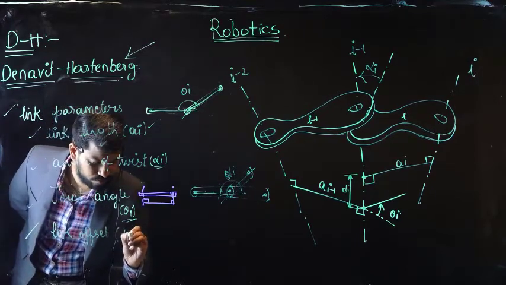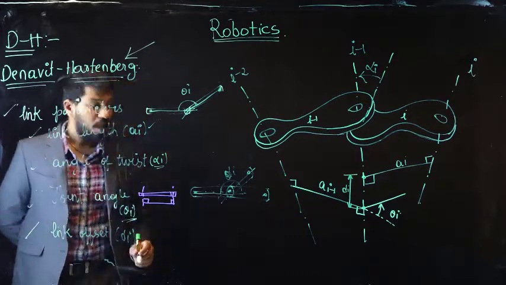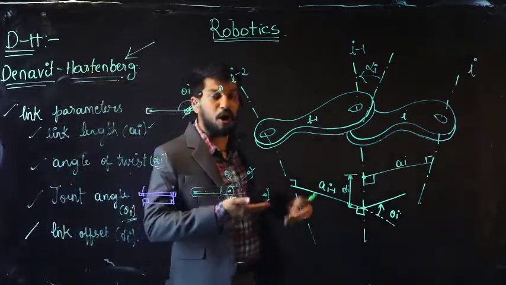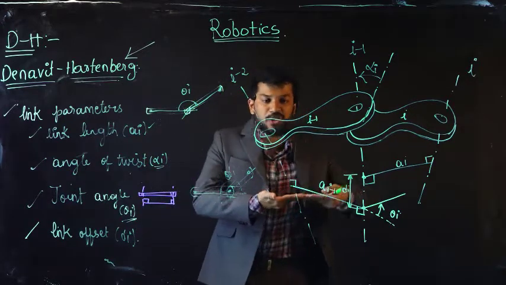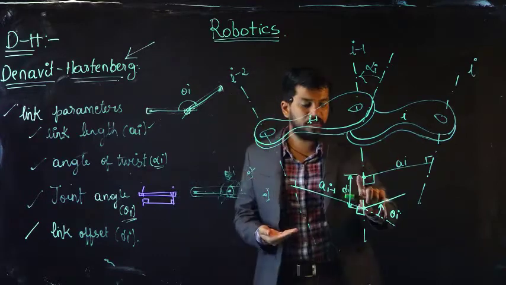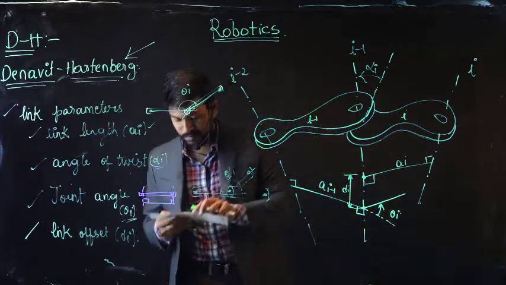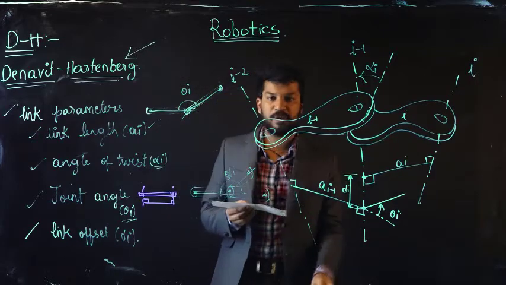Link offset. Link offset dA is nothing but how much distance the end effector has moved either to the top or to the bottom. That offset distance we can observe somewhere here. Suppose, now these are my entire primary notations.